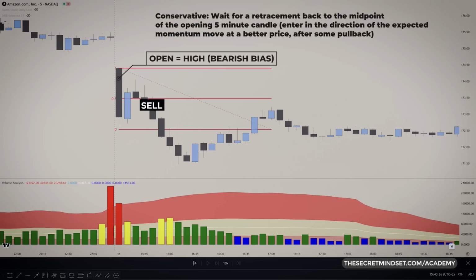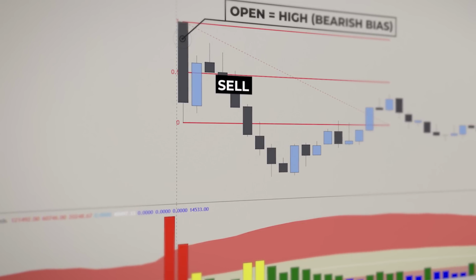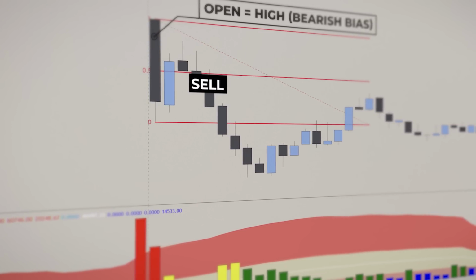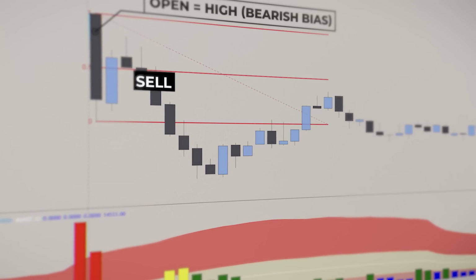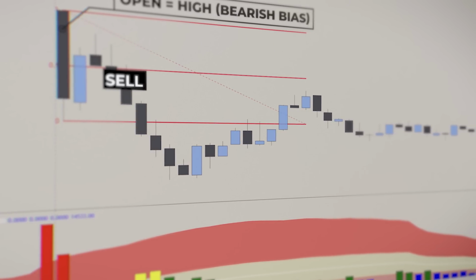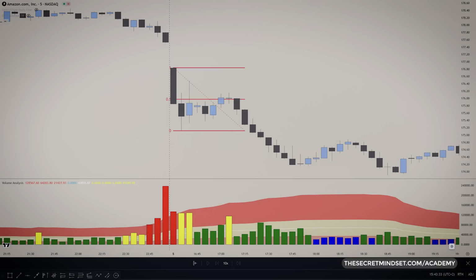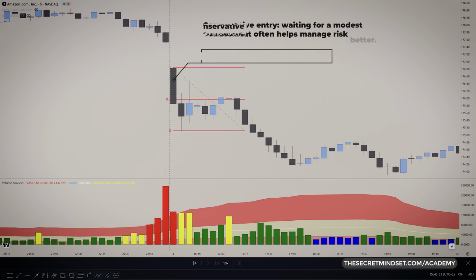So we enter in the direction of the expected momentum move at a better price after some pullback. This improves our risk to reward ratio, and we avoid potentially getting stopped out on wider, more volatile opening candles if price whipsaws before the impulse begins. Essentially, we are refining our execution using the opening candle range as a guide. Rather than rushing in at the initial 5-minute candle breakout, waiting for a modest retracement often helps manage risk better.